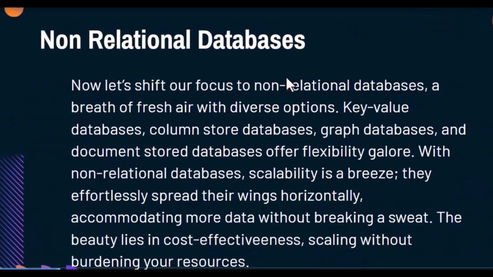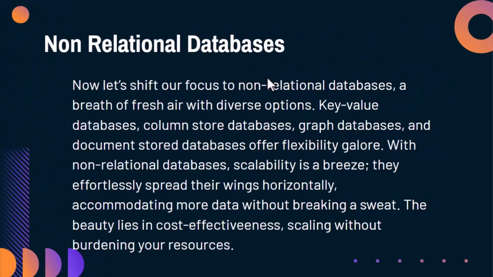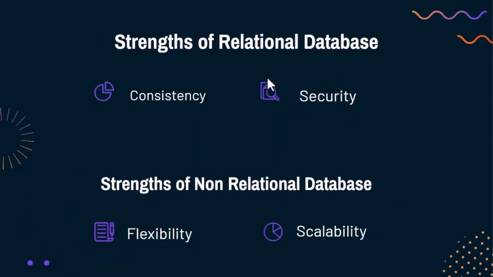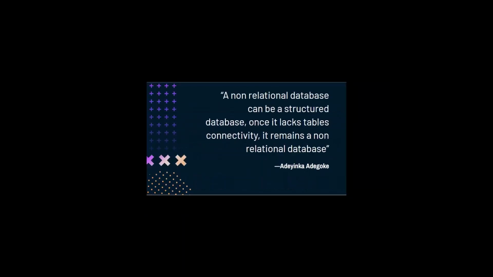So okay, the first, we have different types. As I said, we have the key value databases, we have the column store databases, we have the graph databases. Graph databases show different entities in the database and how they are connected with each other in a graphical way. So we have the document store databases, it's also non-relational.